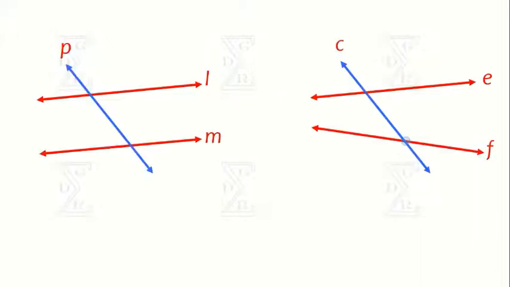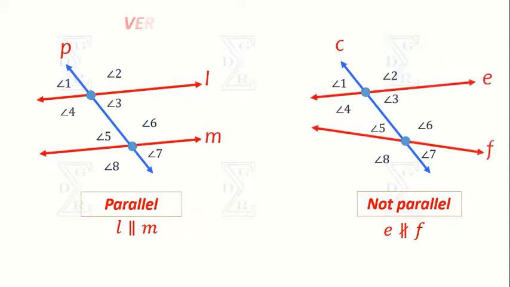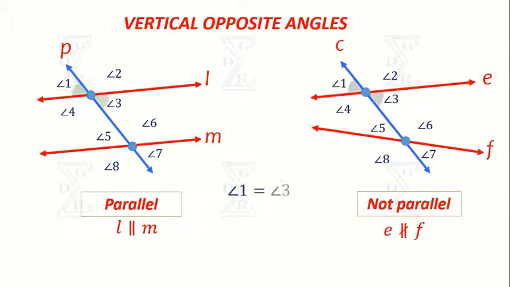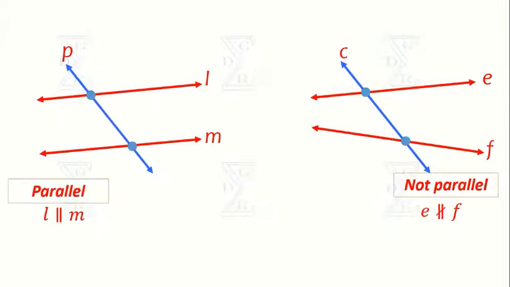So, in a transversal, whether the two lines are parallel or not, vertical opposite angles are equal. That is, angle 1 is equal to angle 3, angle 2 is equal to angle 4, and at another vertex, angle 5 is equal to angle 7, angle 6 is equal to angle 8.